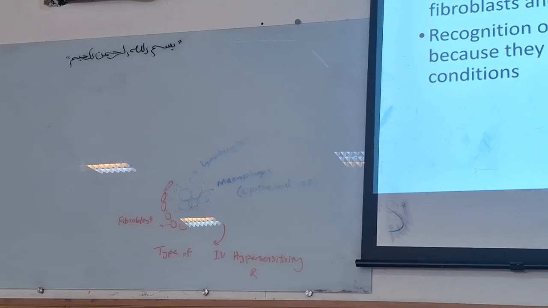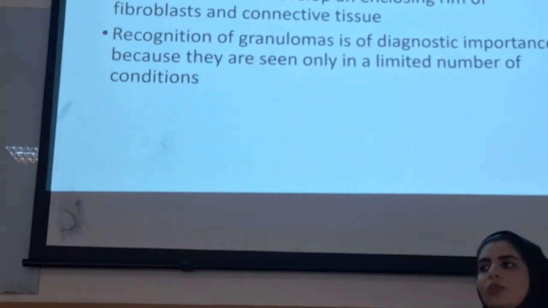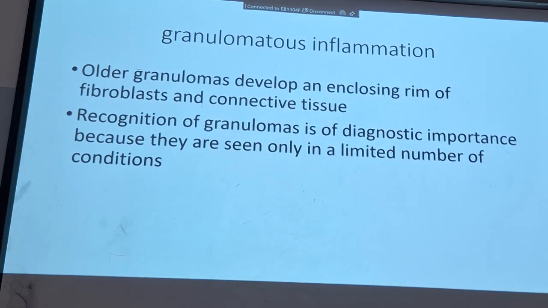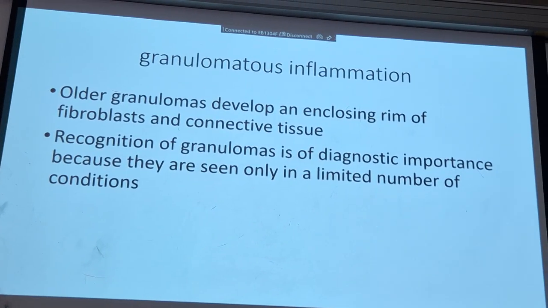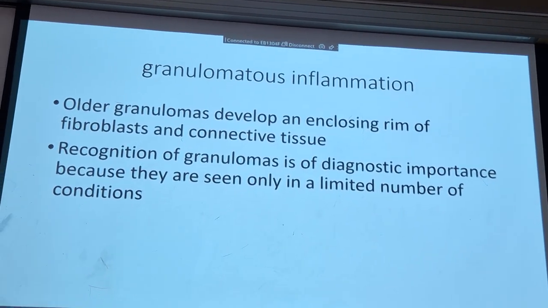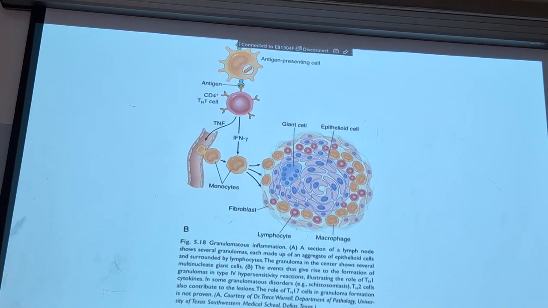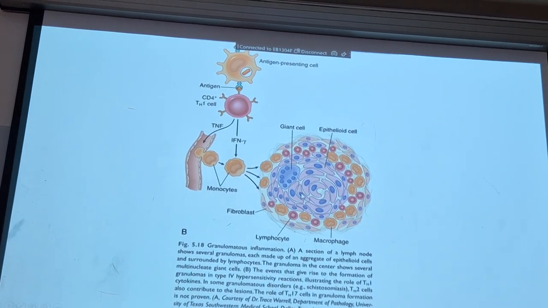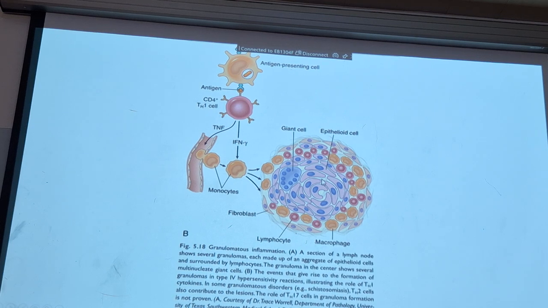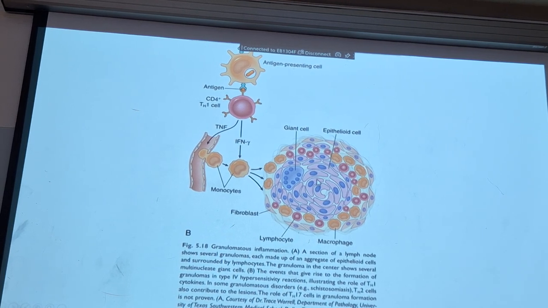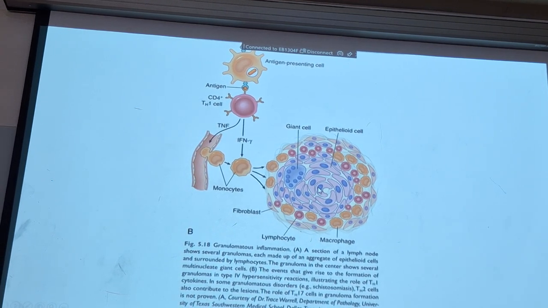And one of the main differential diagnoses when we see granuloma is tuberculosis infection. Granuloma may be necrotizing, have necrosis, or may not have necrosis. Tuberculosis may be a necrotizing granuloma. This is a picture from your book. You have epithelial cells in the center here. These are macrophages or epithelioid histiocytes.